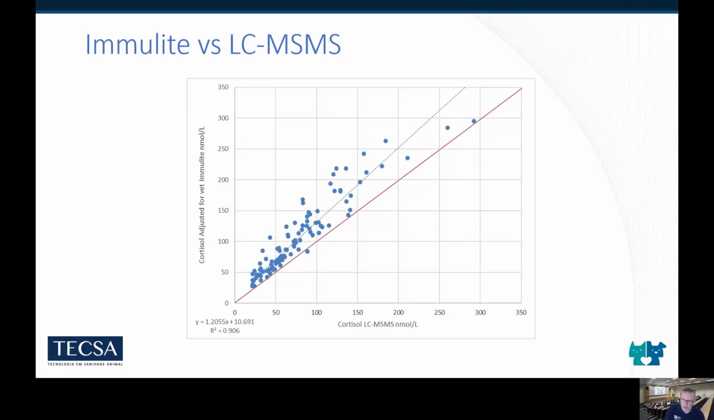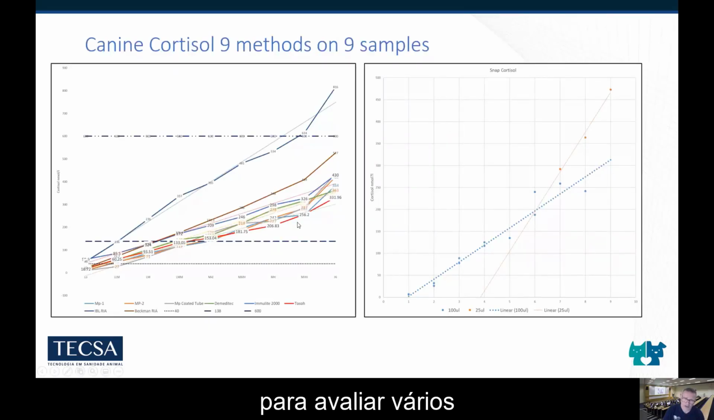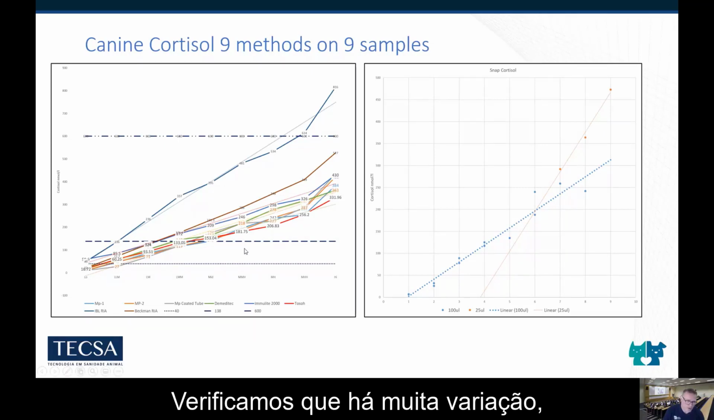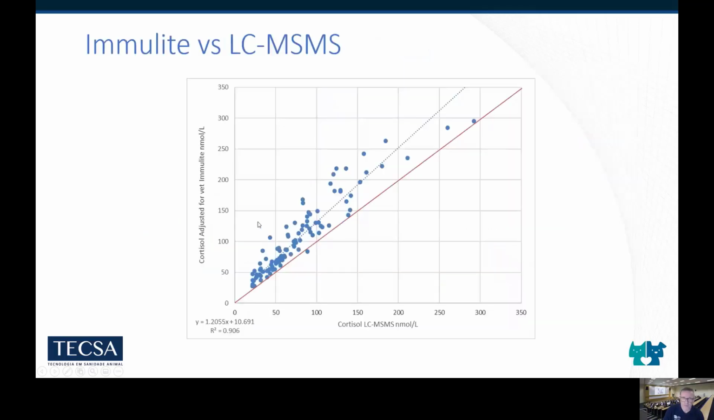So that was using this kind of sample mixing approach to look at a lot of assays at once to see how they compared, and it verified that there's quite a bit of a range. Some assays are more internally consistent than others. Some radioimmunoassays give higher results than others.